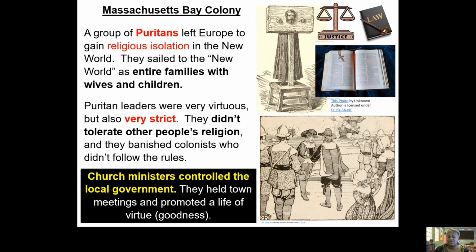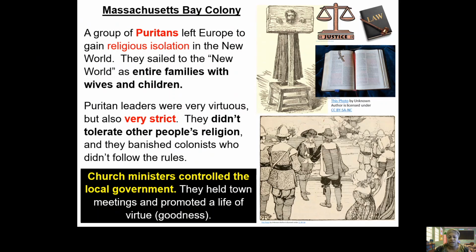But the people from Massachusetts Bay, they kind of thought they were better than other people. And so what they wanted is called religious isolation. They wanted to be left alone. They only wanted to be around people who think like they did. So they were very strict, and they didn't really tolerate other people's religion. They will settle in an area that's called Massachusetts Bay.